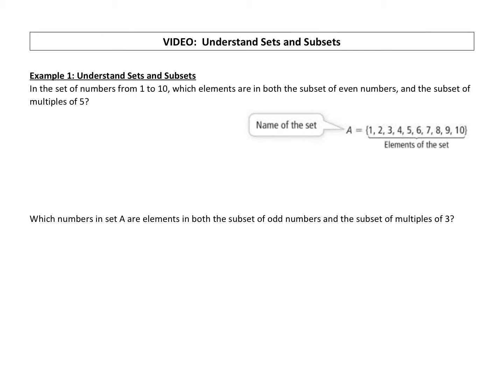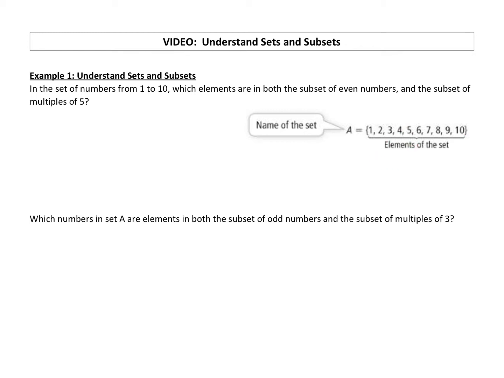All right, our first example video, we are going to work on understanding sets and subsets. So we're bringing in that vocab we just had in our intro video. Okay, so in the set of numbers from 1 to 10, so here's written out the set of the numbers 1 through 10. So 1 all the way to 10.